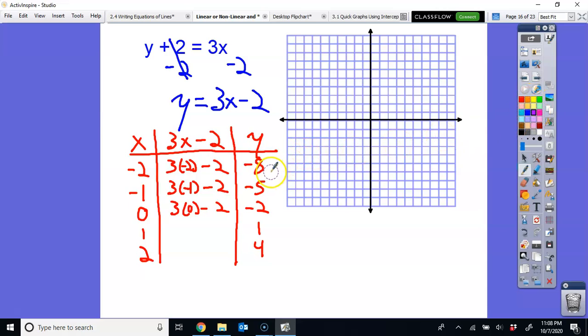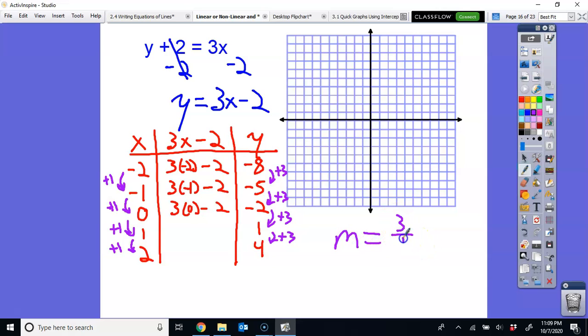What do I mean? Notice it goes up 3 when x goes over 1. Up 3 over 1. Up 3 over 1. Now, some of you may be thinking, okay, I get it, Mr. Harrison. I got it the first time. Guys, I'm trying to make you see that this is that whole concept we talked about of the slope being rise over run, up 3 over 1. Because right here, that's the m. The slope is 3.